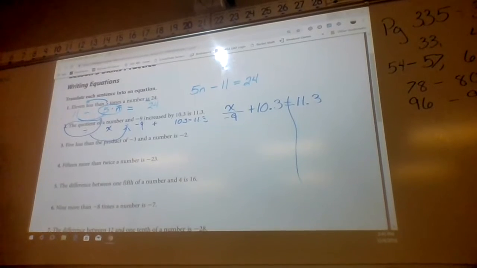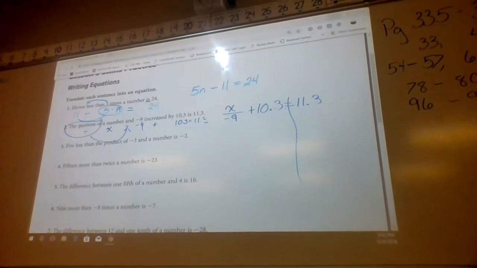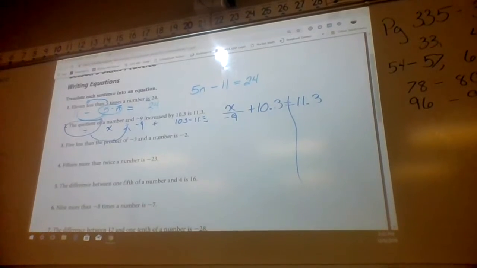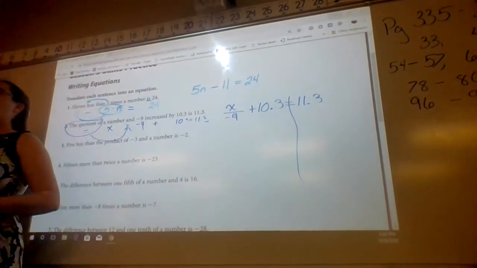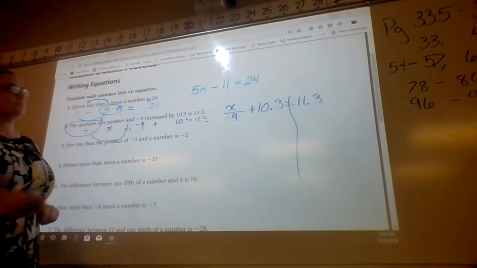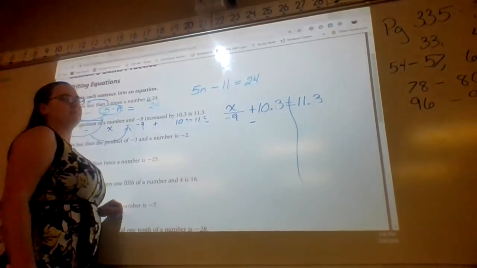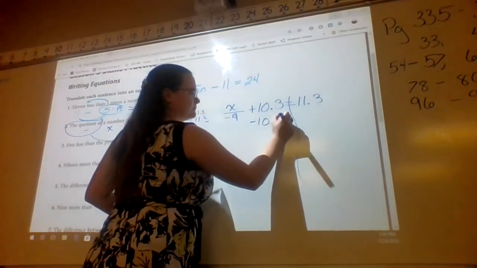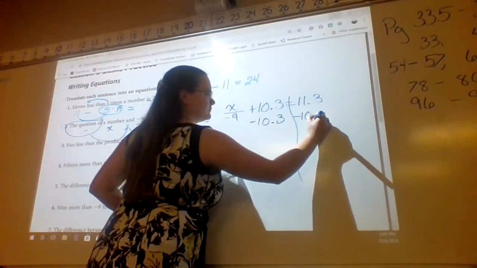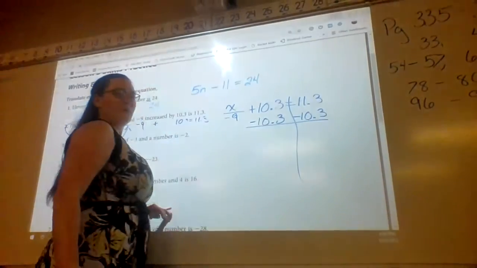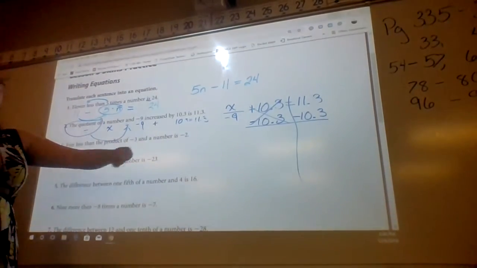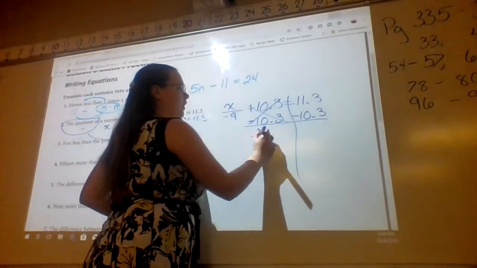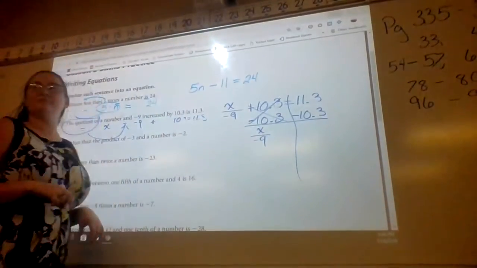So are we following PEMDAS or SADMEP? SADMEP. Why are we following SADMEP? Because there's a variable, you go PEMDAS backwards, which makes it SADMEP. So which one are we looking at first, the division or the addition? Addition. What's the inverse? Subtraction. So we are going to subtract what number? 10.3, both sides. Because this cancels out, what's the only thing remaining on the left-hand side? X over negative 9. But that's not over negative 9. I like what Alexa said better. What do you say?